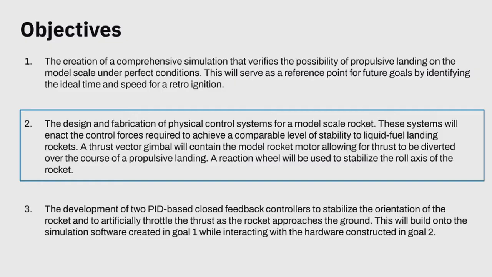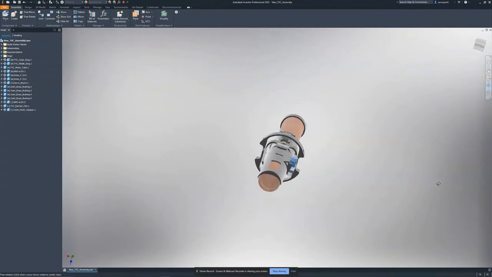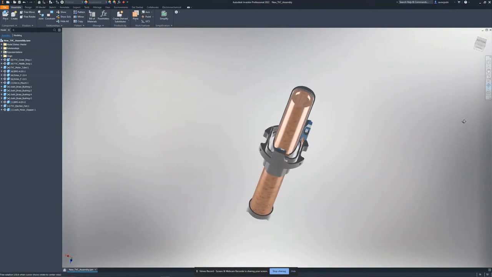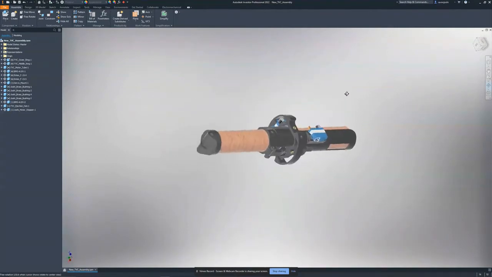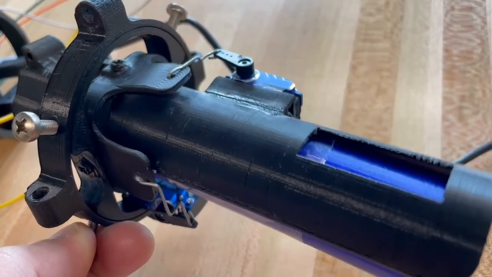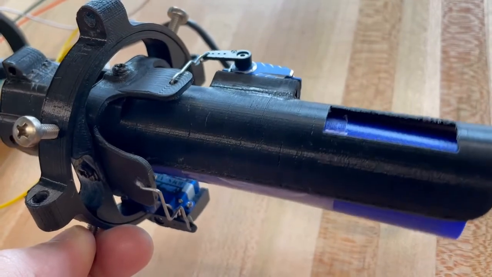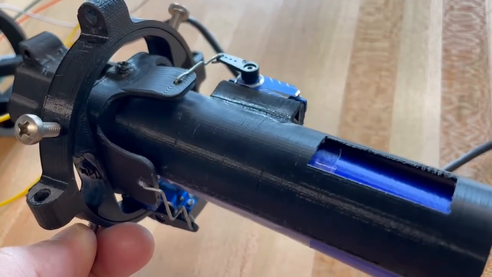The second objective was to manufacture physical control systems that change the orientation of the rocket. To perform the artificial throttle control maneuver, a thrust vector gimbal was needed to divert thrust away from the ground. The gimbal was designed in Autodesk Inventor and 3D printed from PETG plastic. The choice to use PETG over the more traditional polylactic acid was made due to its higher glass transition temperature, which is able to withstand the heat from a model rocket motor casing.